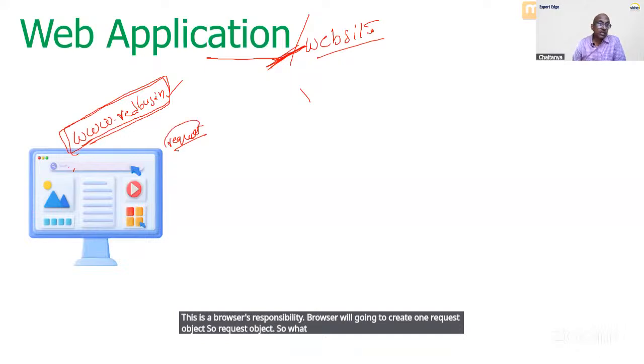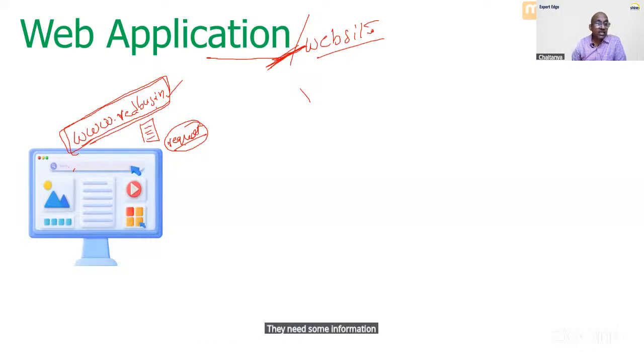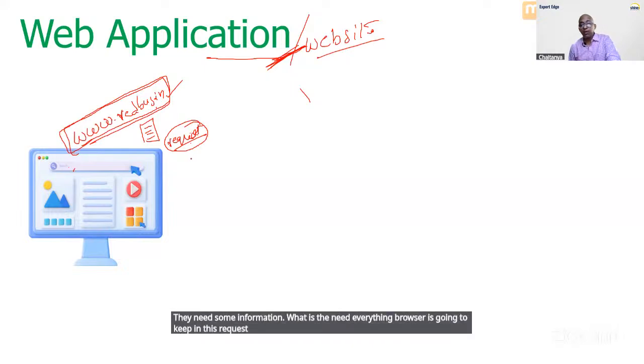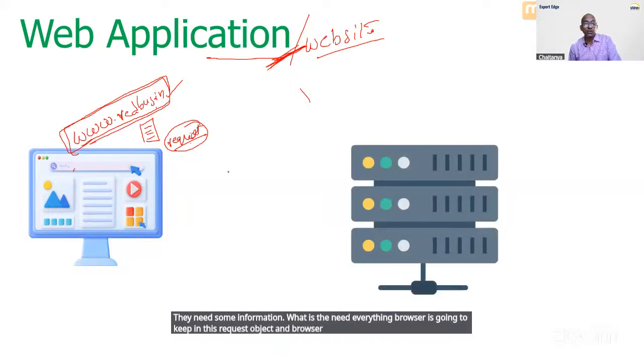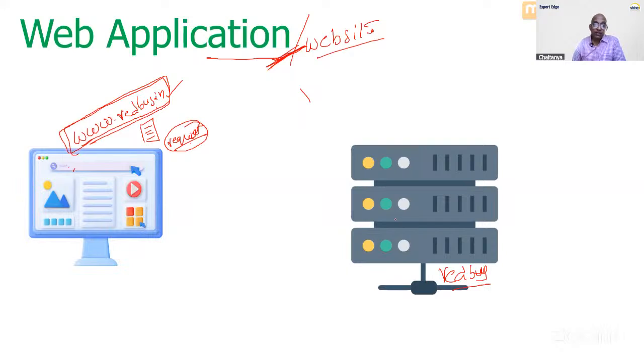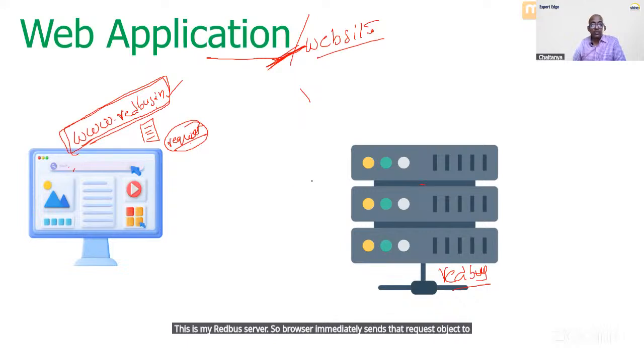This request object says, hey, the user hit this URL in my browser and they need some information. Whatever is needed, the browser keeps it in this request object, and the browser sends that request object to the Redbus server. This is my Redbus server. So the browser immediately sends the request object to the Redbus server.